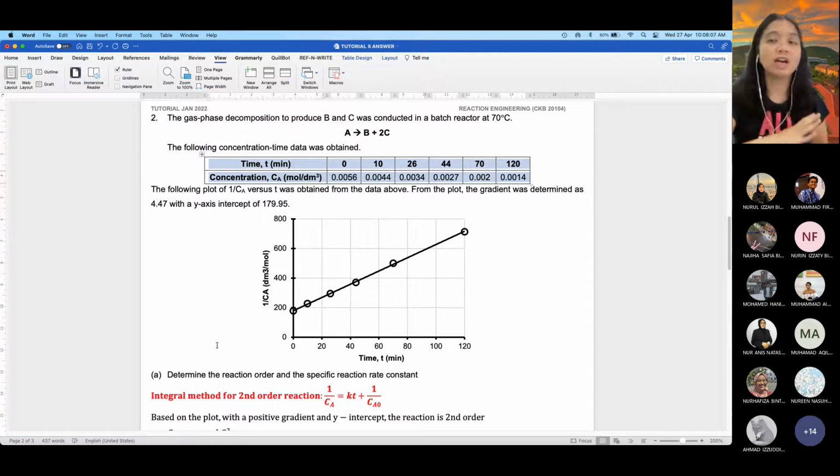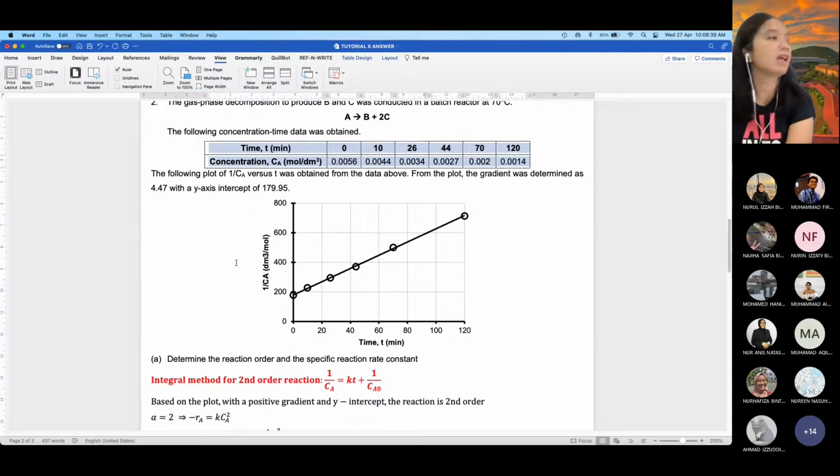For zero order, you plot CA versus time. For first order, you plot ln CA versus time. Only for second order do you plot 1 per CA versus time. So that's why I know it's a second order plot. However, we will deduce later as we see what the question asks. Then second, it gives information about the gradient, the slope. So the slope is 4.47 and the y-axis intercept is 179.95.